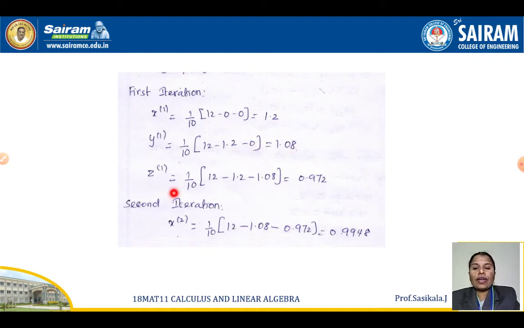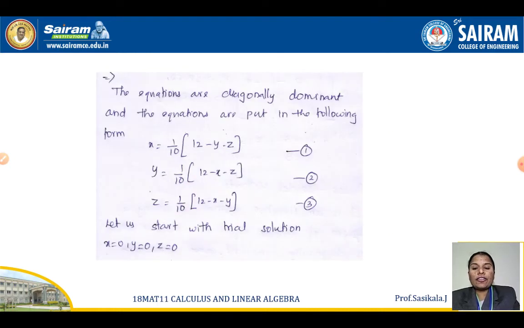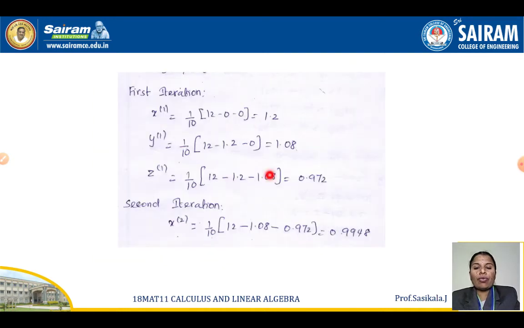Now z of 1. What is z of 1? 1 by 10 of 12 minus x and y, and x and y we already have as the recent values: 1.2 for x and 1.08 for y. So just substitute and simplify using the calculator. You can get an answer of 0.972. That's all for your first iteration. Clear? So we substituted the immediate recent values. Next, you can go for a second iteration.